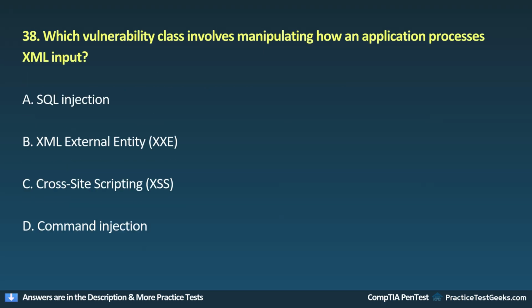38. Which vulnerability class involves manipulating how an application processes XML input? A. SQL injection. B. XML external entity. C. Cross-site scripting. D. Command injection.